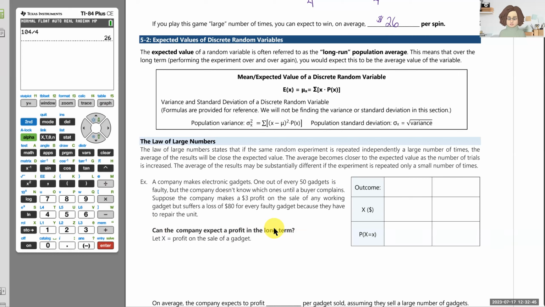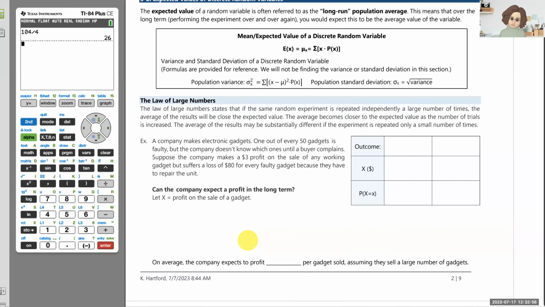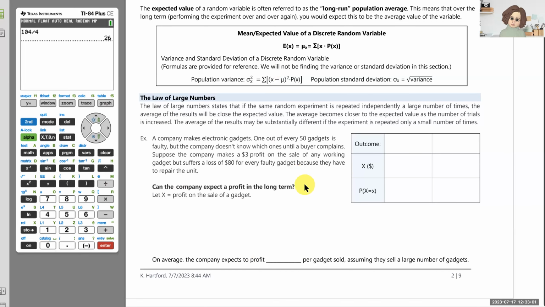So if they sell many gadgets, we're going to calculate the long-term average of the random variable X. So X is their profit on the sale of a gadget. So let's start with our table here and keep track of what could happen with their gadgets. All right, so the gadgets that they're producing will either be working or they will be faulty. So an outcome could be a working gadget is sent to a customer, or a faulty gadget is sent to the customer.